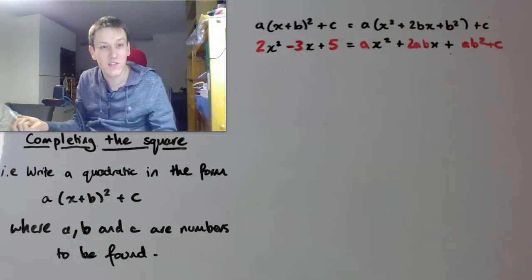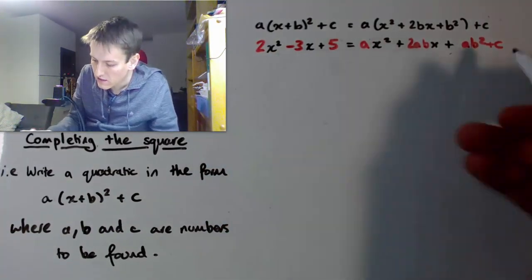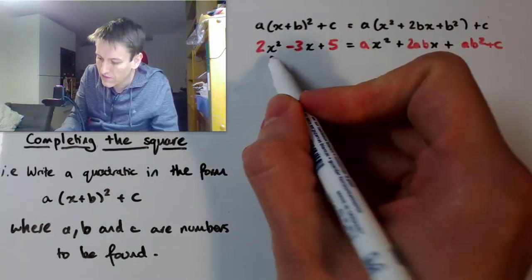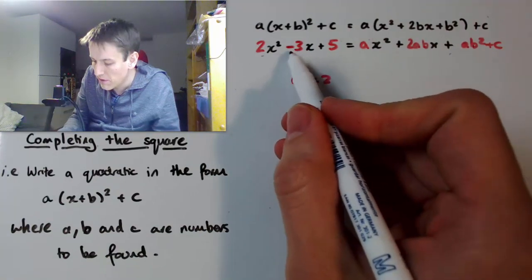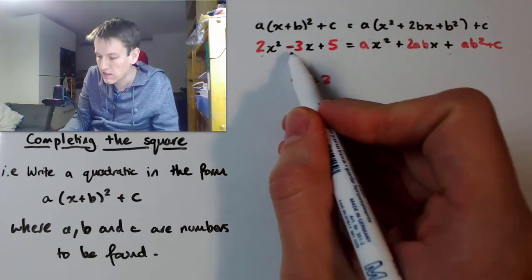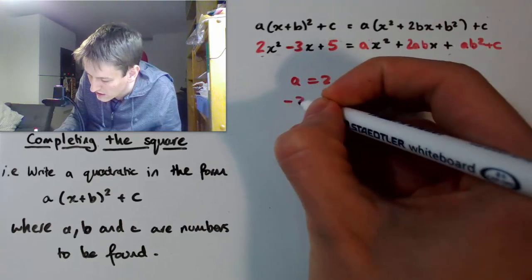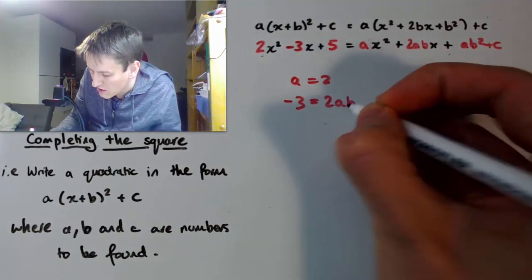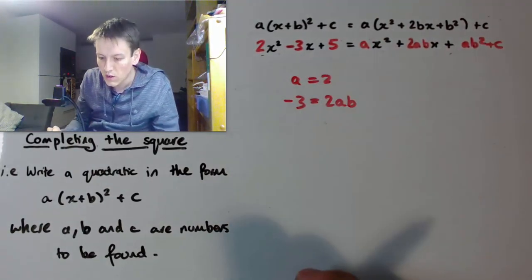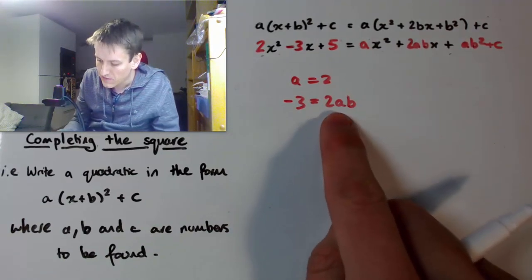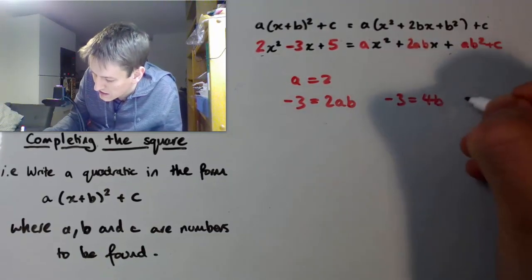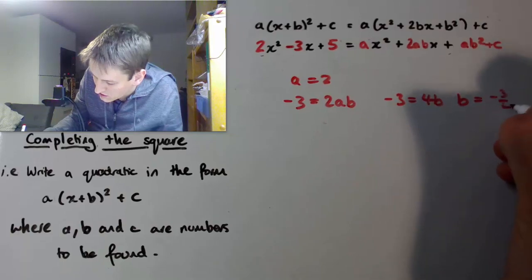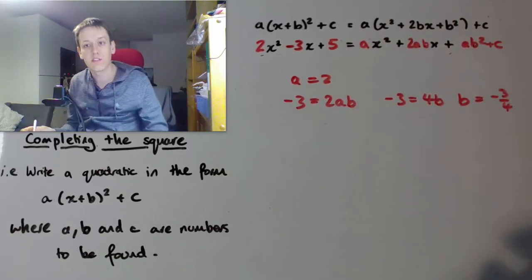This time we're going to apply it to 2x squared minus 3x plus 5. Again, I look at the x squared coefficient and I just get that a equals 2. I look at the next one, which is now minus 3, remembering we've got to incorporate the sign into equating these coefficients. So I have minus 3 equals 2ab, but again we know what a is here. So minus 3 equals 4 times b. That gives us b equals minus 3/4, which is a fraction, which is fine.